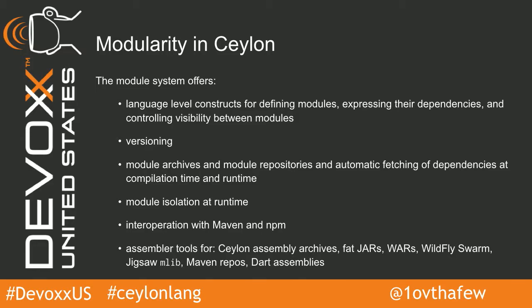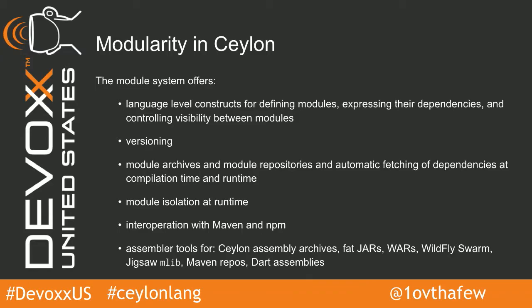There are additional assembler tools. Assembling your program as a Ceylon assembly archive isn't the only option. We can assemble it as a fat jar, which is kind of great. It repackages all the classes out of the module and all its dependencies into a single .jar file, and you run it using java -jar.